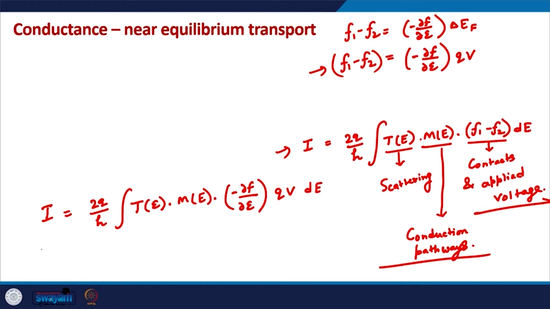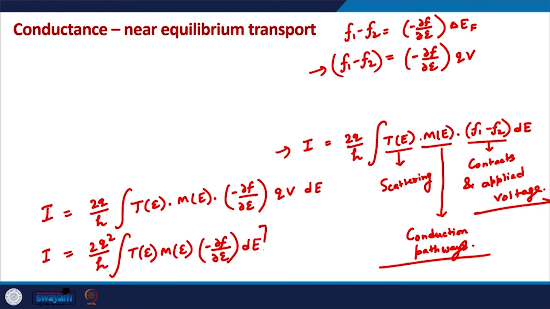So, what we can see from here is I is 2q²/h times the integral of Te times Me times minus ∂F/∂E dE, this quantity times V, because V can be taken out of the integral because V is not dependent on the electron energy, it is an external parameter that we can control from the battery.